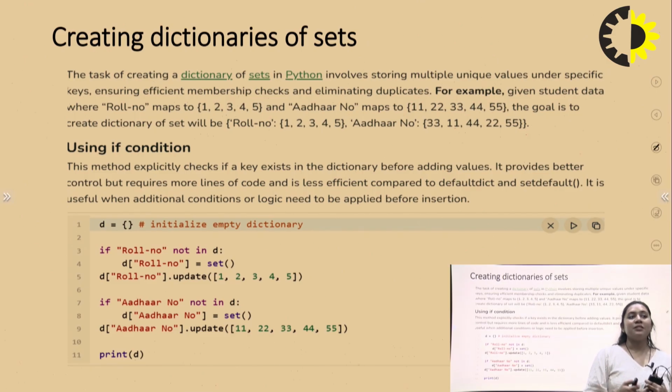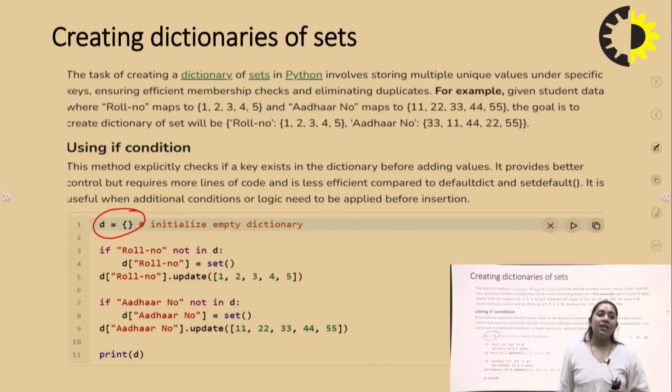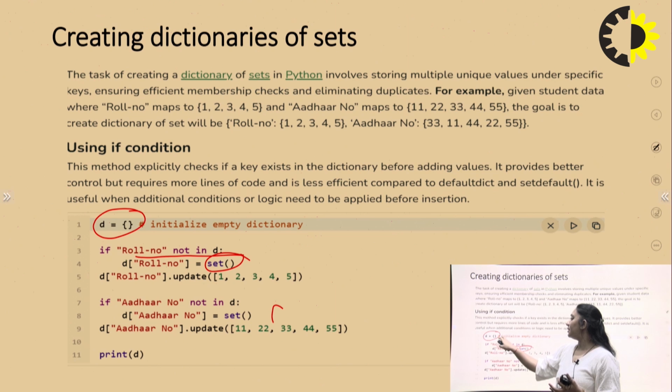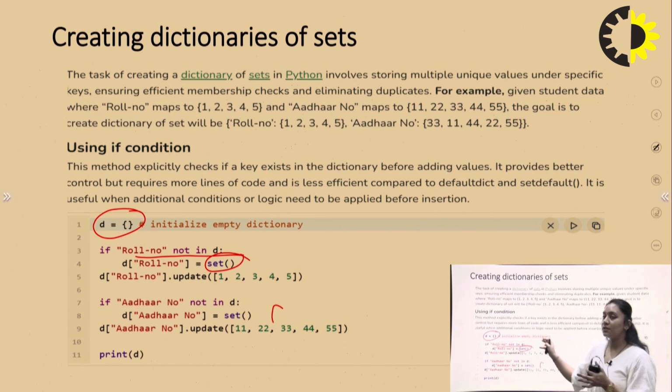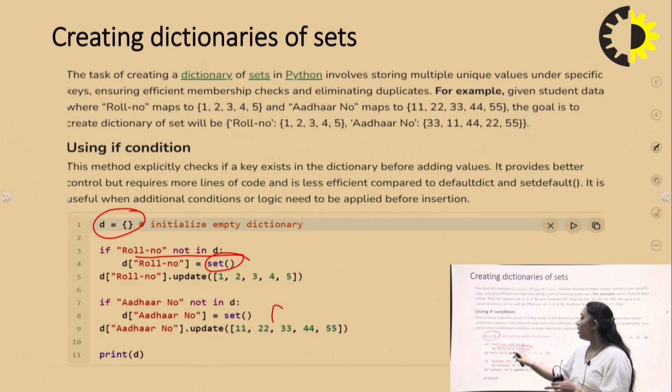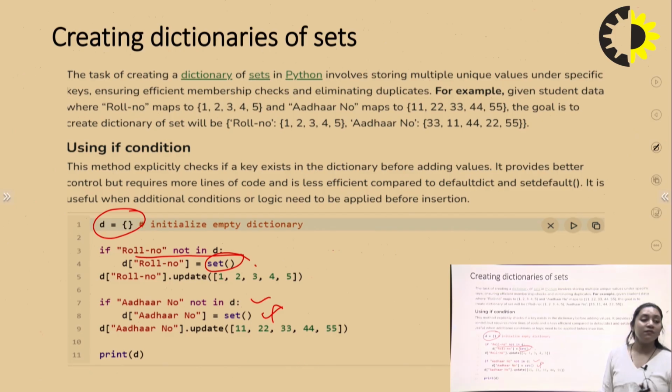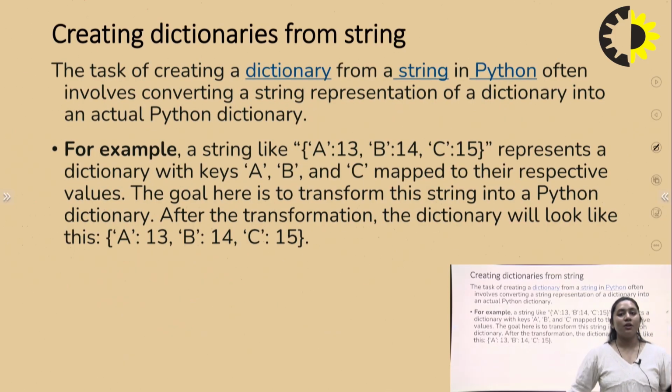Let's take the example of roll number and Aadhaar number, and combine them in the form of keys and values. In this, you simply create an empty dictionary and use an if or else condition. If the roll number is not in D, then just set it, because in an empty dictionary there is nothing, no keys and values to call. So we need to put all that data in with the help of the set function. Then using the set function and print D, you can get your output.